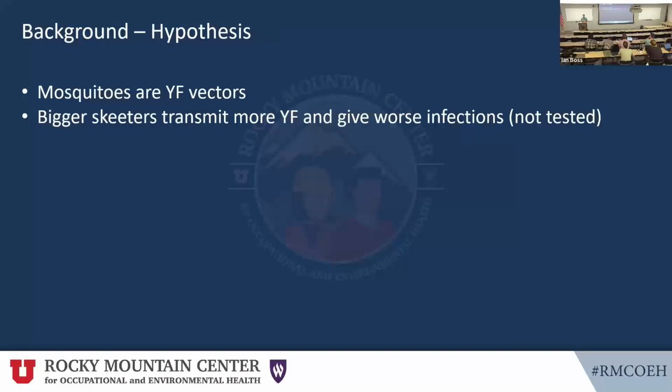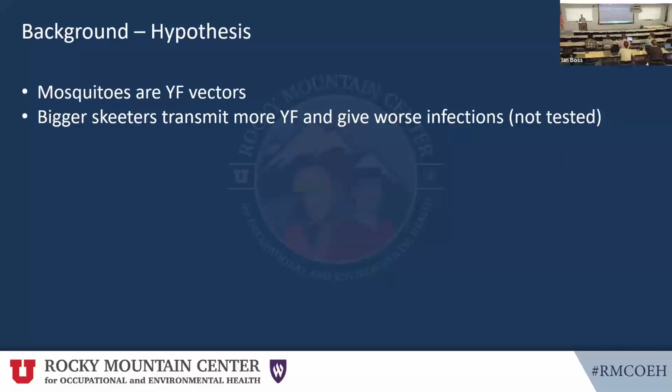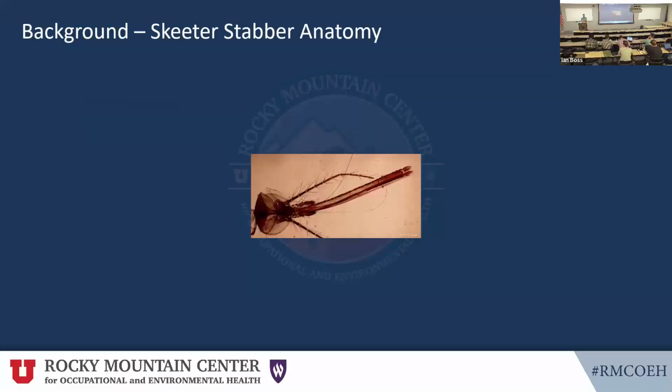Great. So the hypothesis is that mosquitoes are yellow fever vectors. He also hypothesized that bigger ones, taking more blood, are going to transmit yellow fever more often and with worse symptoms, but that's not tested by studies. He then talks about the mosquito's stinger anatomy.